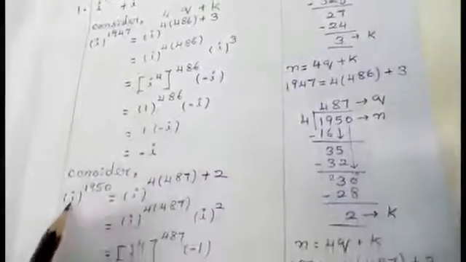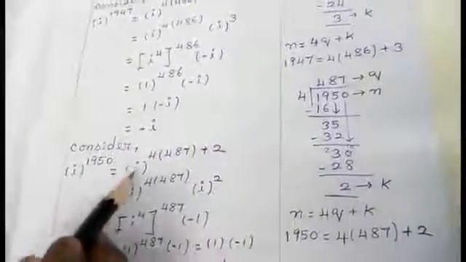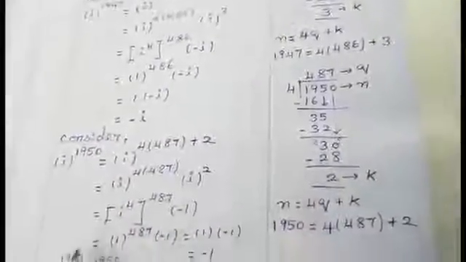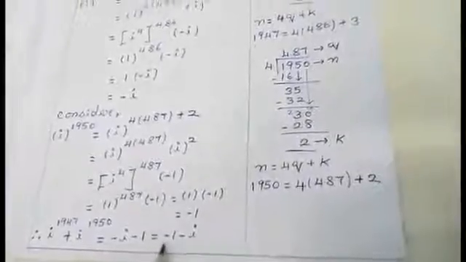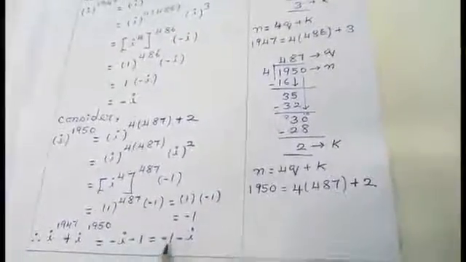Similarly, coming to i to the power 1950, in the same way you divide and do the calculation, and you will get the answer as minus 1. You simplify this, and after simplifying you will get a value like this: real part minus 1, imaginary part minus i, that is minus 1 minus i.